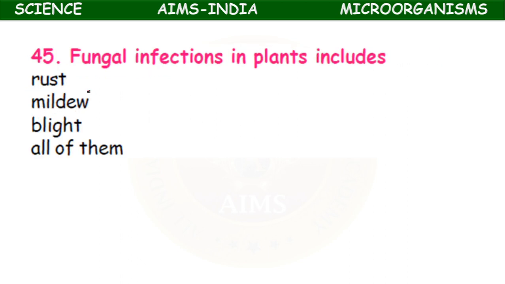The fungal infections in plants include rust, mildew, and blight. Okay. Wheat rust, downy mildew, powdery mildew in grapevines, blight in rice. Okay, these are all of them.